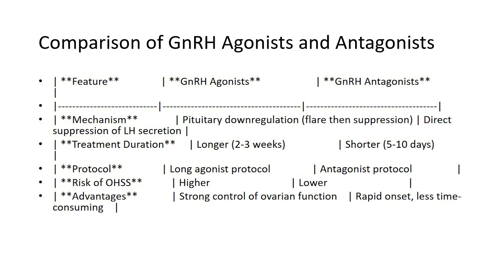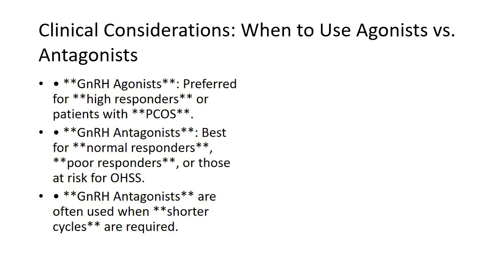4. Clinical considerations. A. When to use GnRH agonists versus antagonists in ART. GnRH agonists. Best suited for patients with high ovarian reserve who need a more controlled ovarian stimulation cycle. Preferred for those with polycystic ovary syndrome, PCOS, or those undergoing egg freezing where more precise control is needed.